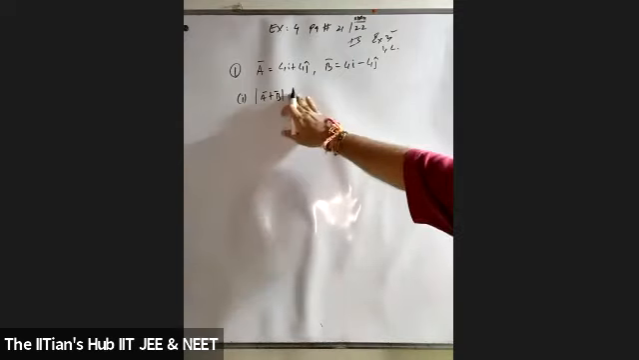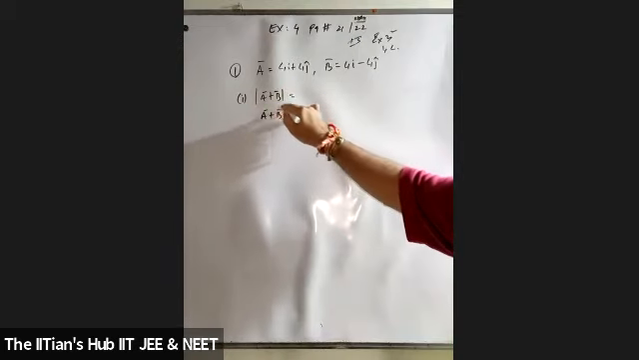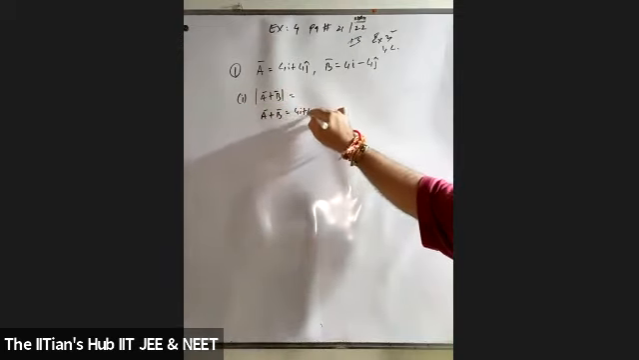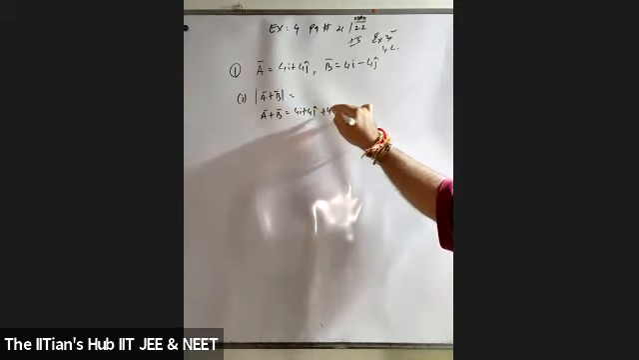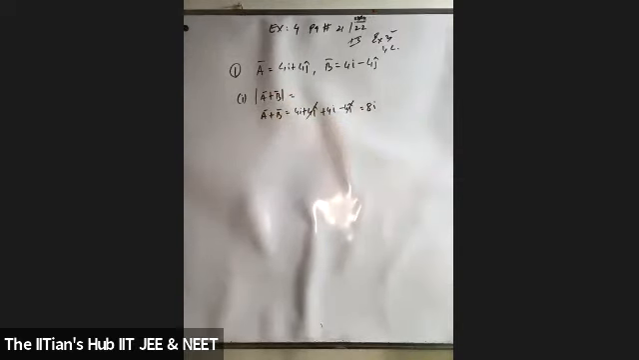Aisha, tell me. Sir, we are going to simply add these two vectors. Yes. So first I'll add the two vectors. 4i plus 4i is 8i, and minus 4j plus 4j cancels out. So what is the magnitude of A plus B?